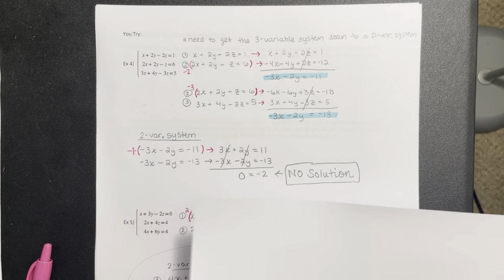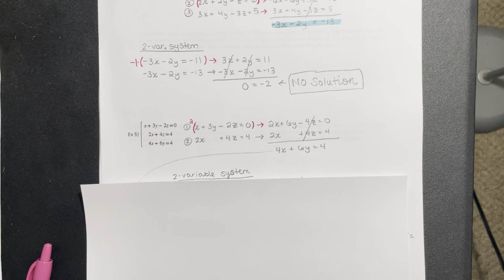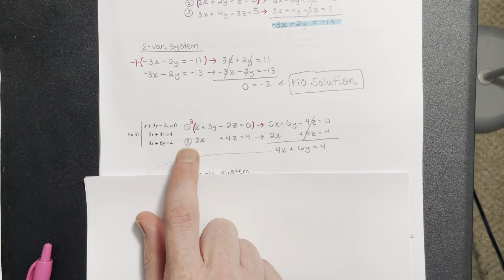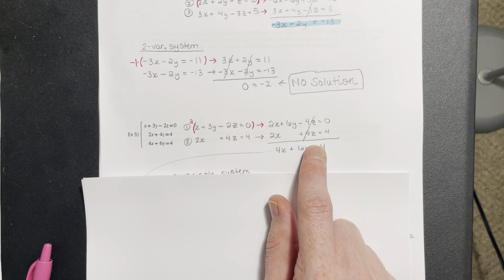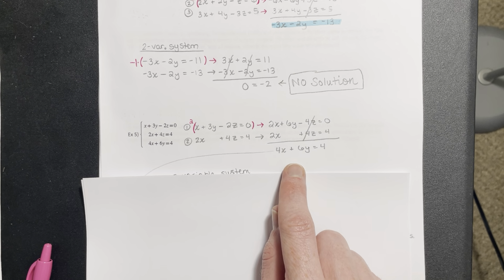For number 5, as you were working this one out, you would still need to get down to a 2 variable system. I chose to eliminate z's again, so I put the first and second equation together, multiplied the first one by 2, which allowed me to eliminate the z's, the negative 4z and the positive 4z. It gave me an equation of 4x plus 6y equals 4.